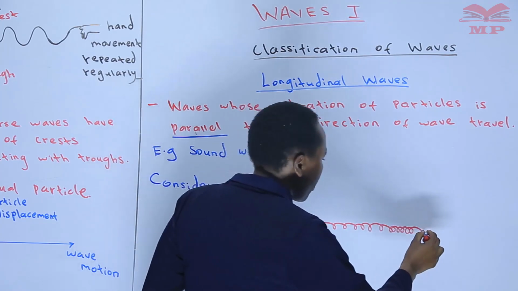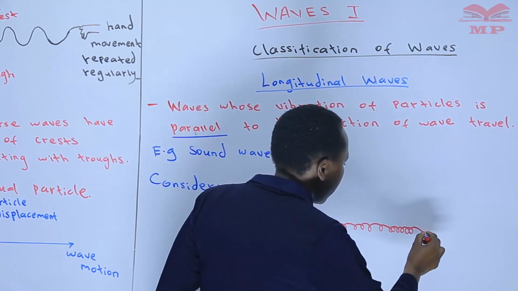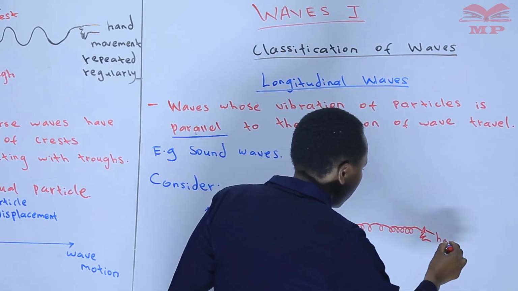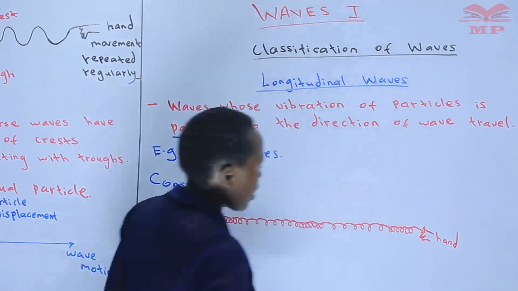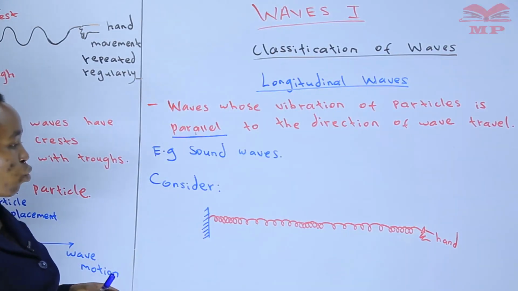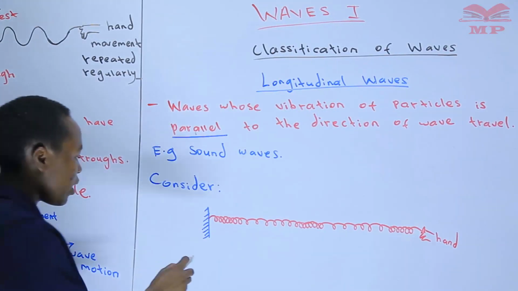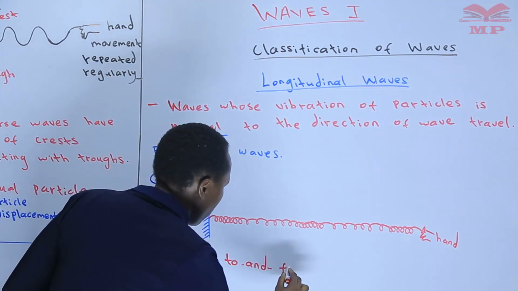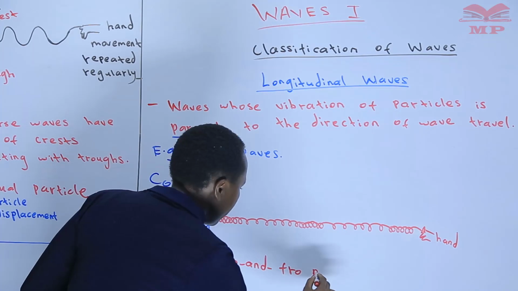On this side we have the hand which is making this movement. Here we have the hand, and the motion is a to and fro movement.